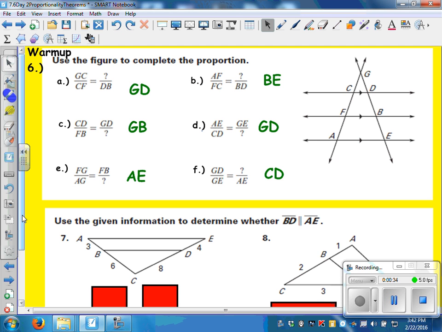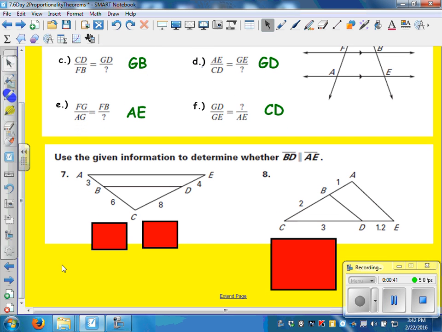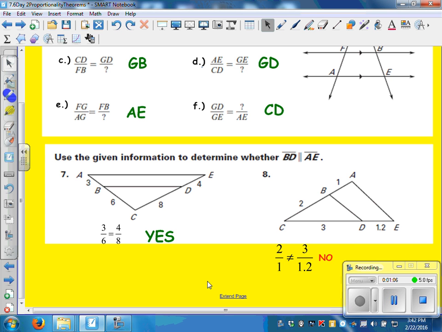Answers for number 6. For number 7 and number 8, use the given information to determine whether BD is parallel to AE. If these two segments are parallel, the corresponding sides will be proportional. 3 over 6 would equal 4 over 8, and that is true, so that is a yes. On the second picture, 2 over 1 would have to equal 3 over 1.2. These are not proportional, so BD is not parallel to AE.